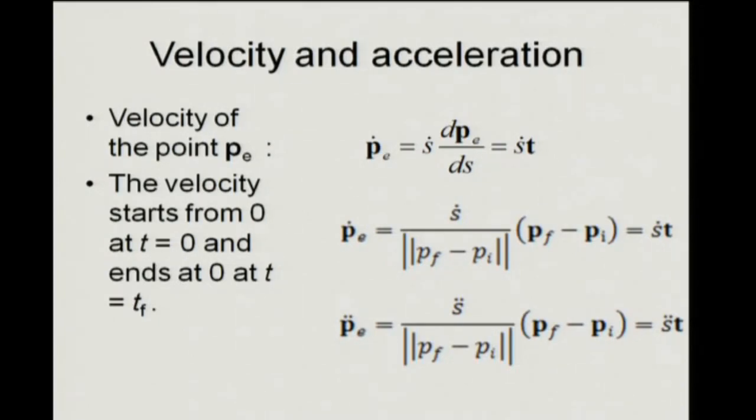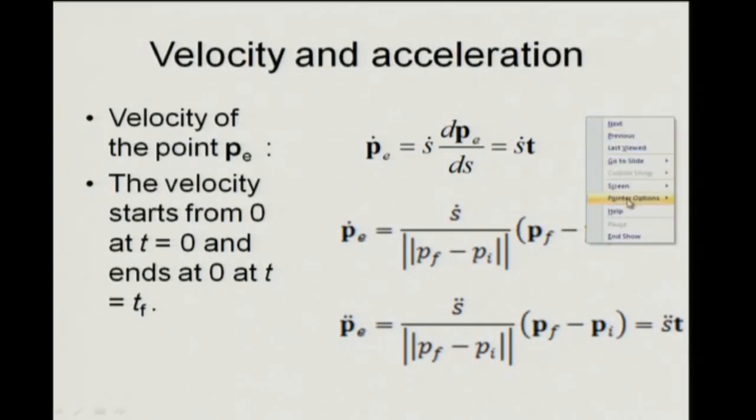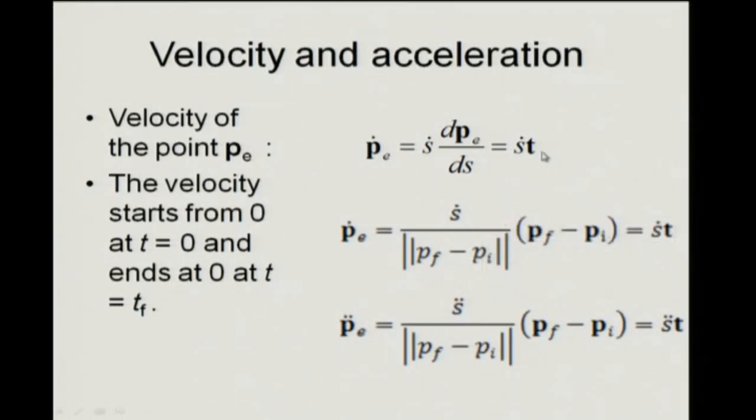Now what have I achieved here? Given the point, I can find the vector t that we have already established. So all I need to do is find s dot. I have done a polynomial interpolation. I need to find s dot, and I multiply with the local vector t, and then I have the velocity. And similarly, I can find the acceleration.